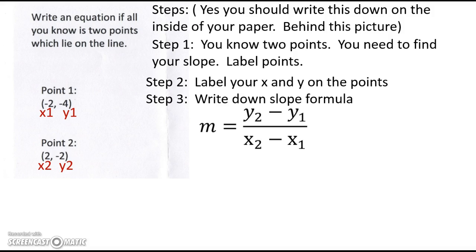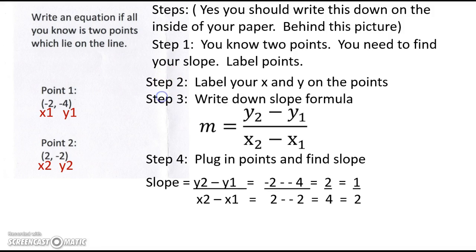Okay, you're going to write down your slope formula. Your slope formula is slope is equal to y2 minus y1 over x2 minus x1. And you're going to put in your 2 points to the slope formula and find your slope. So y2 is -2. So I put a -2 right there. Minus y1. There's my y1, -4. So I have -2 minus -4. x2 is a 2. I put it in. Minus x1. x1 is -2.